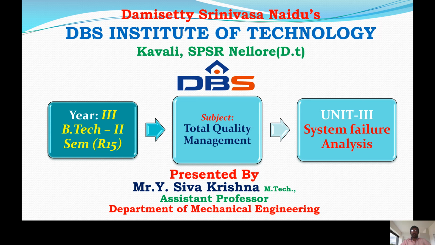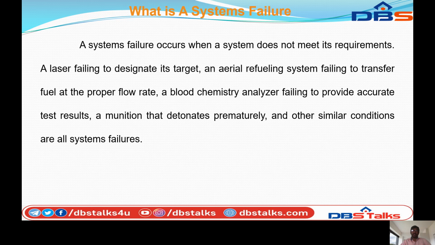So what is a system failure? A system failure occurs when a system doesn't meet its requirements. A missile failing to designate its target, an aerial refueling system failing to transfer the fuel at the proper flow rate, a blood chemistry analysis failing to provide accurate test results, and other similar conditions are all system failures.